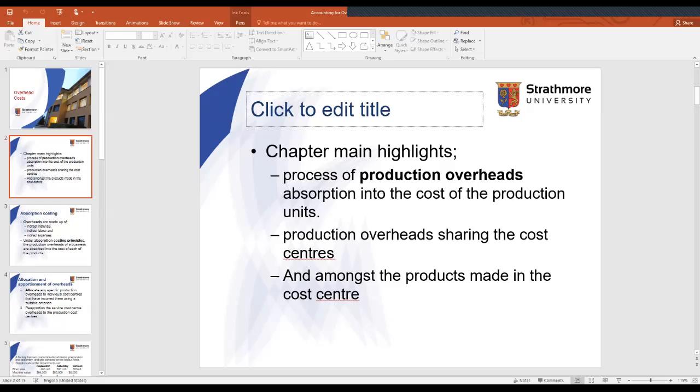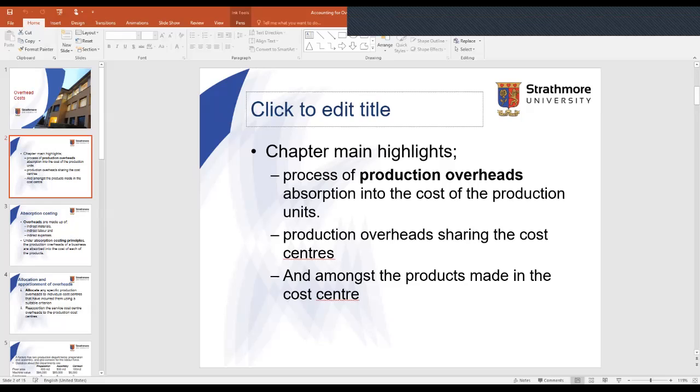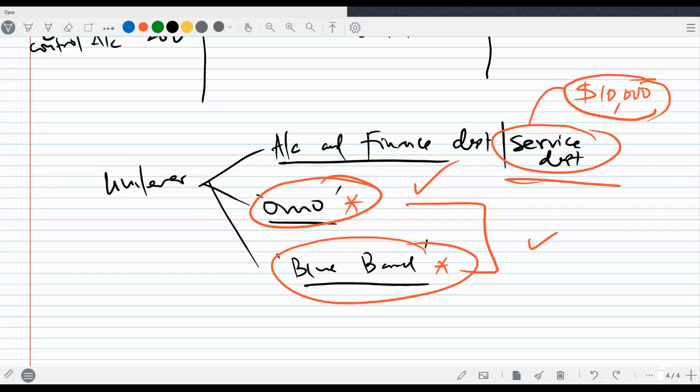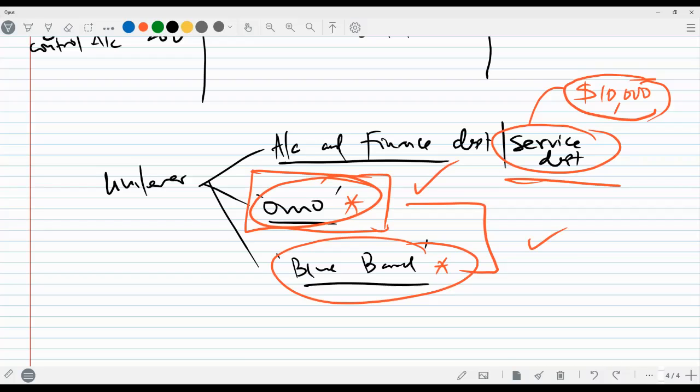And then among the products made in the cost centers. So first, we said it is about cost allocation among the service department centers. Then how do we allocate the cost among the individual products made within the department? How do we allocate the cost among the number of kgs of Omo produced, for example? One way you can allocate is based on the kg.